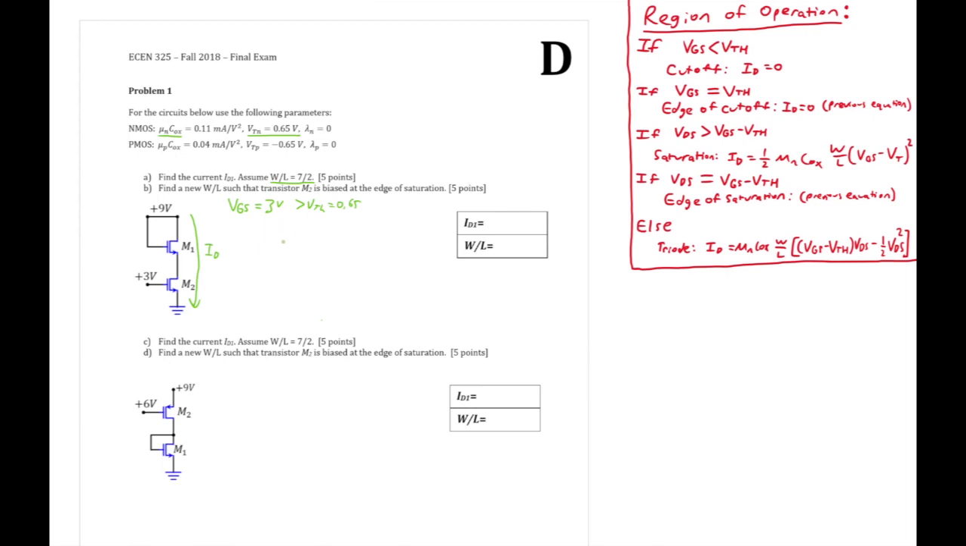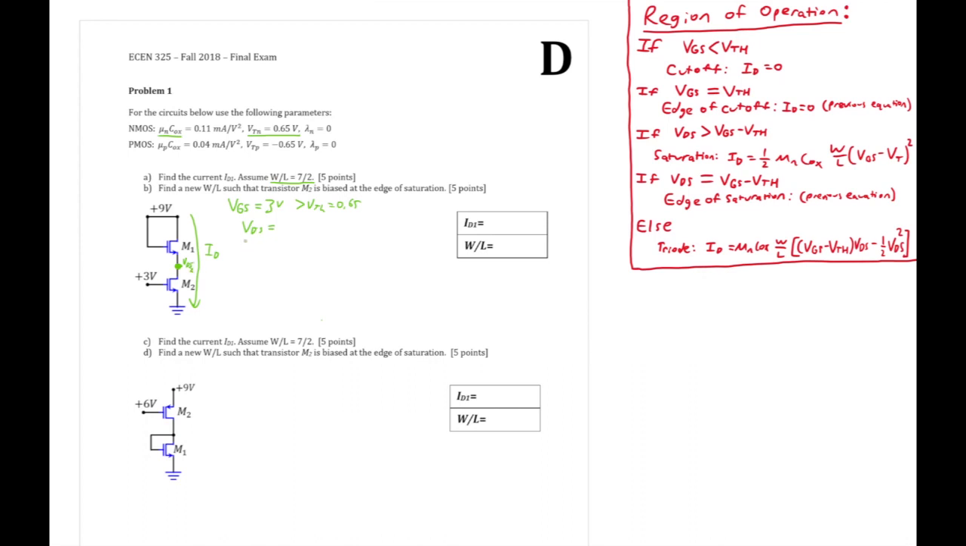So we are not in the cutoff or the edge of cutoff region. Now we have to figure out what our VDS value is to see if we are in saturation. Our VDS values will also be the same for both transistors, right? Both transistors are functionally the same, so they have to have the same voltage drop across each of them. We are trying to find the potential difference from the drain voltage of M2 to the source voltage, which is 0. So this point right here, we'll call it VDS2.